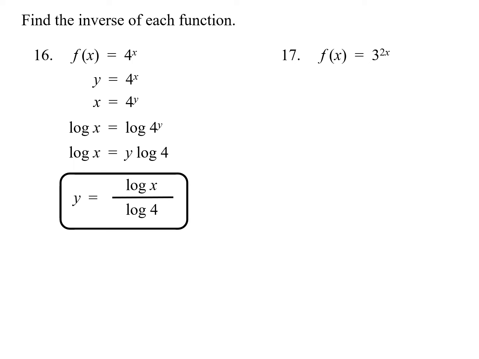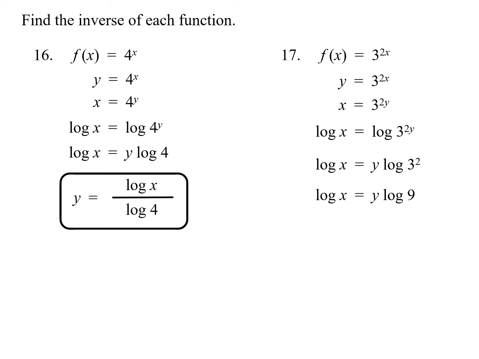Let's do this example. f of x equals 3 to the 2x. I'm going to write that as y equals 3 to the 2x. And then I'm going to take the inverse. x equals 3 to the 2y. And then let's see. I'm going to take the log of both sides using the power property. I'm only going to pull the y out for now. The log of 3 squared is the same as the log of 9.